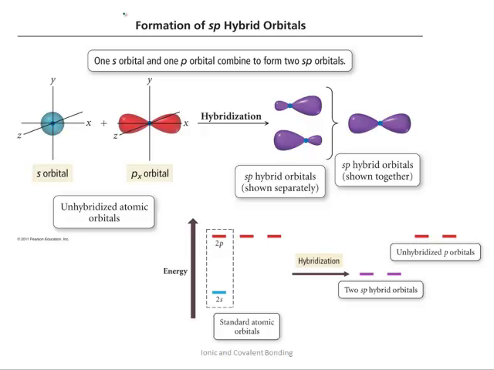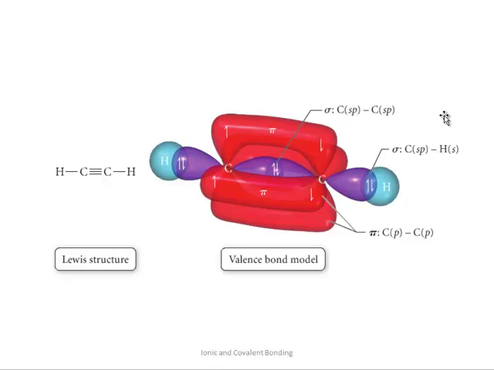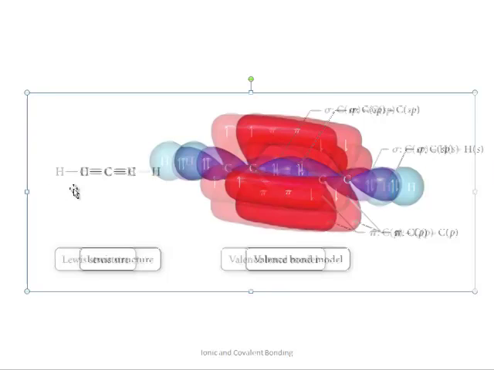Another hybridization scheme is the sp hybridized orbitals. This one occurs when only an s and a p orbital, a 2s and a 2p orbital, hybridize, leaving two unhybridized p orbitals. You can see the shape change for this hybridization, and what this enables a molecule or an element like carbon to do is form a triple bond, such as acetylene here.